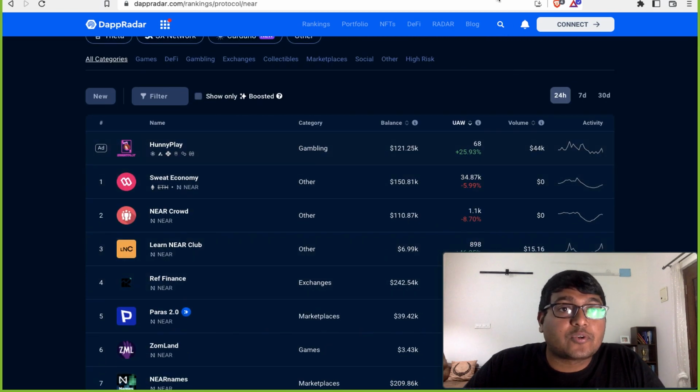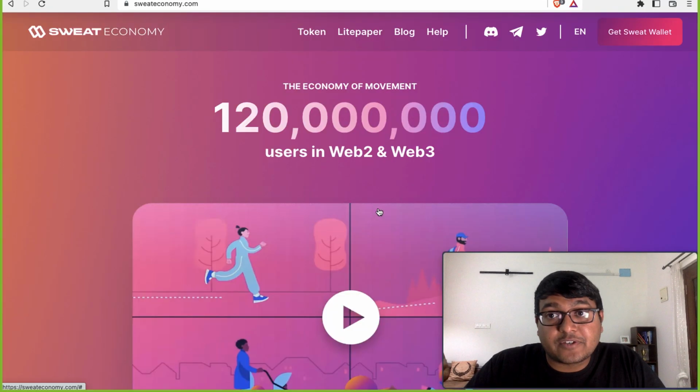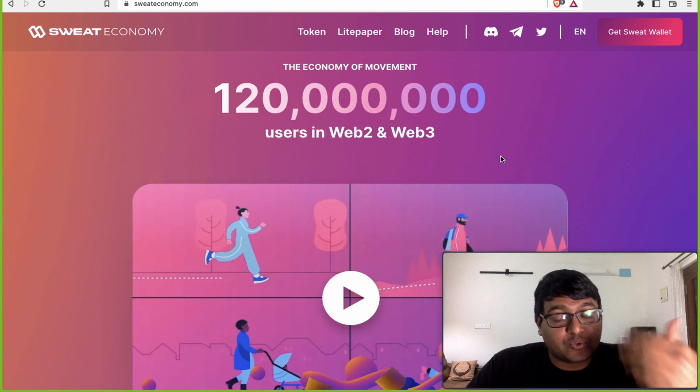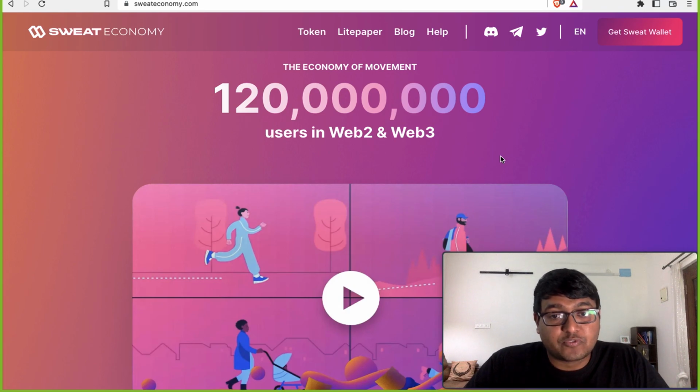Sweat Economy is a play to earn, sorry, it's actually a walk to earn kind of model, like Stepn, we had made a video on that earlier. You essentially move to earn, and you earn some tokens because you are walking every day and so on. So we'll try and do a video on this later on. But this is an app that has one of their biggest sets of users.